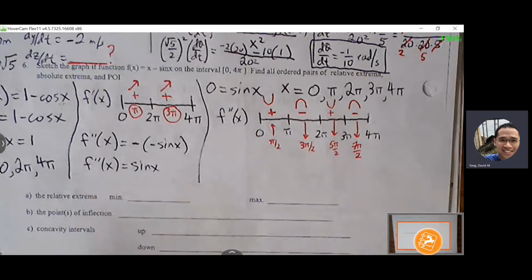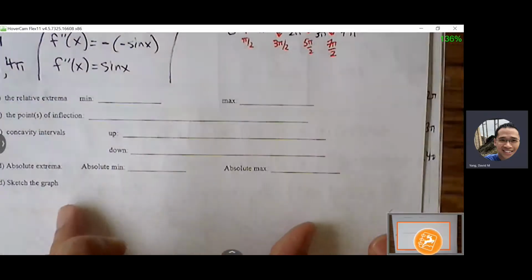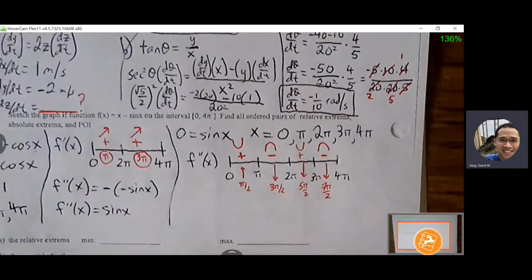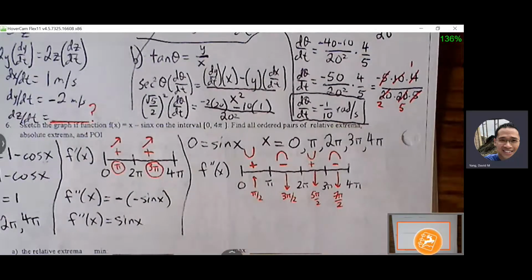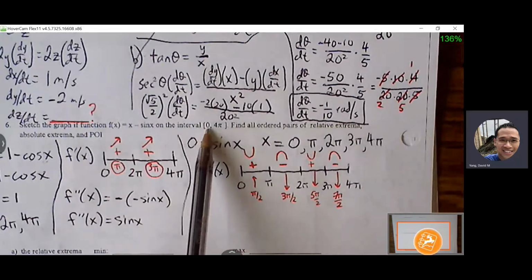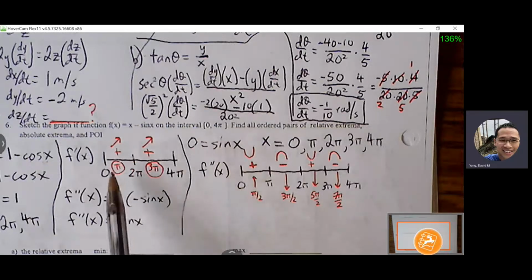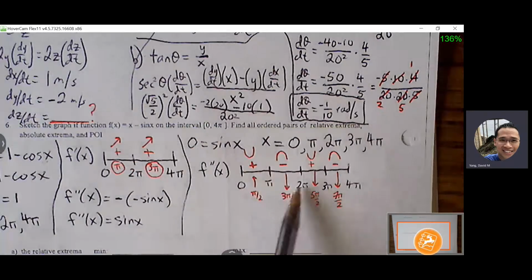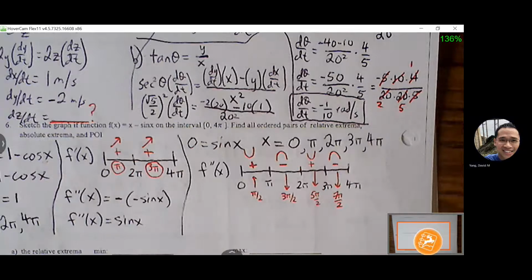Okay, so I'm going to move towards sketching the graph now. To sketch the graph, let's gather all the information that we need. Let's find the ordered pairs at the endpoints and at all the critical points. If I want to find physical locations on the graph, how do I find it? The original function is always going to give you a physical location on the graph.